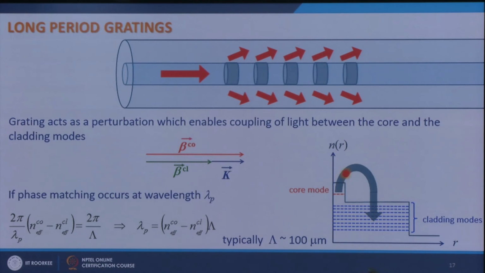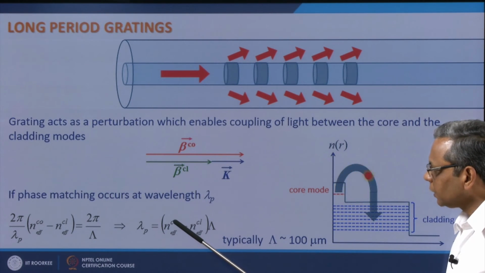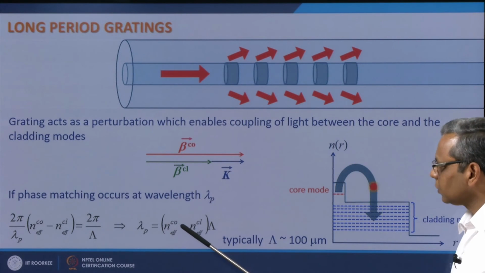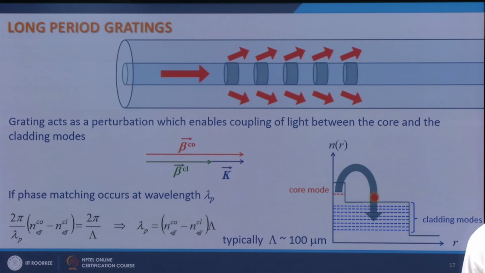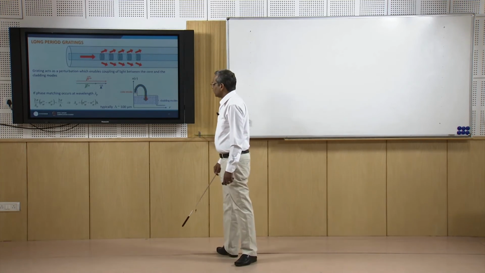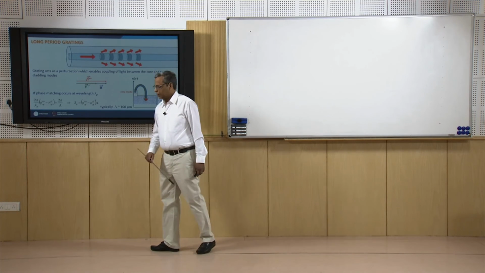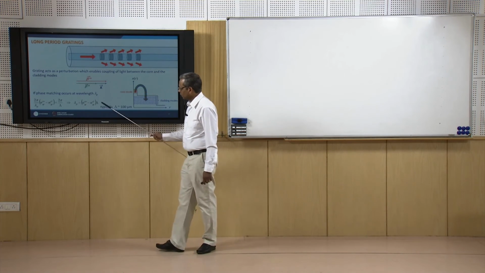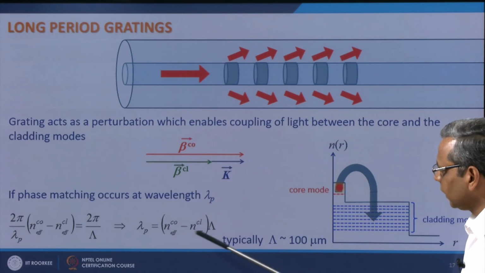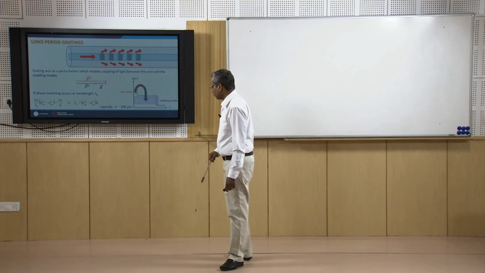And since the difference between the propagation constants or the effective indices of the core and cladding modes is not very high, this capital lambda is much larger, because this is small and capital lambda is lambda p divided by this delta n effective. So, capital lambda is much larger, typically it is hundreds of microns.